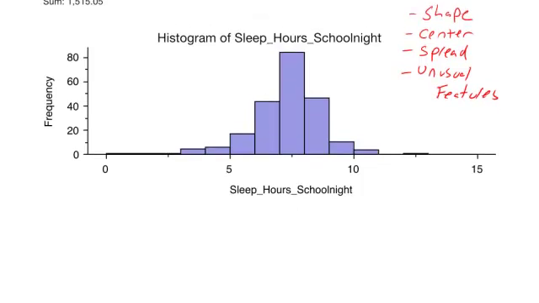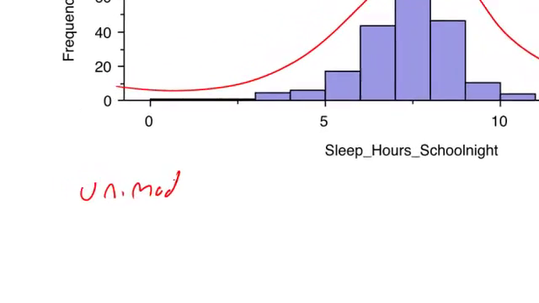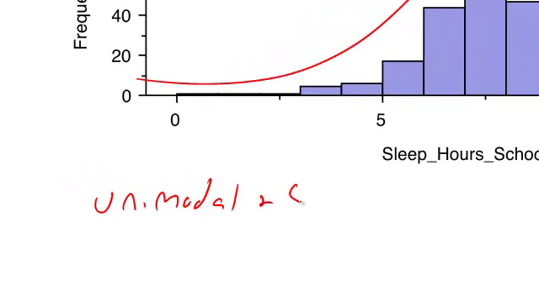Its shape. So the shape of this distribution is symmetric. It looks unimodal and it looks symmetric. So shape is unimodal and symmetric.